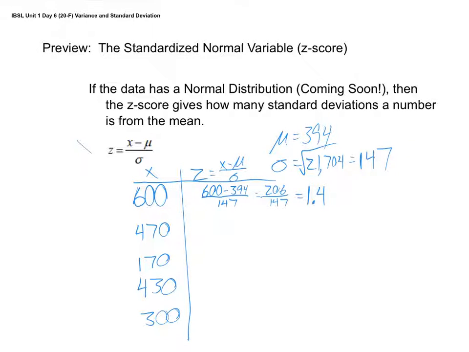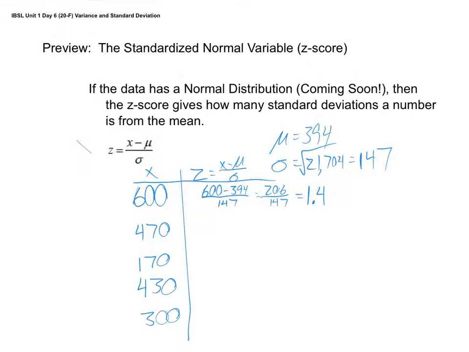By standardizing it, we can have one table for the standard normal distribution, and once we get the z-scores, we can just look at that table and say, oh, a 1.4 is the whatever percentile. Does that make sense?